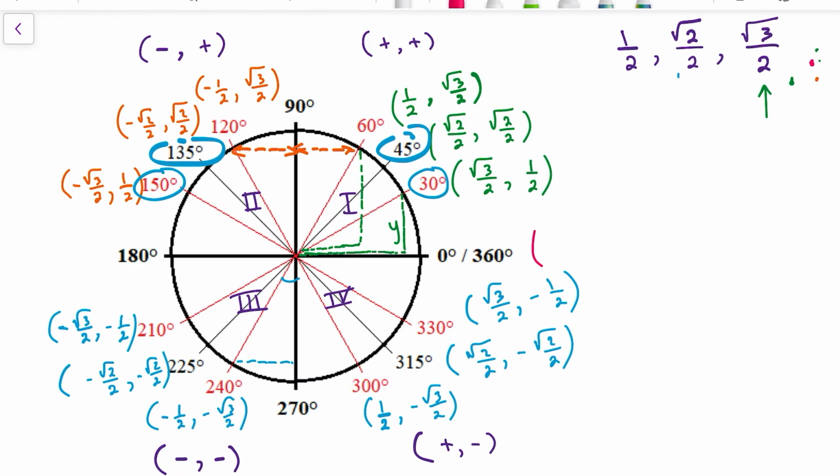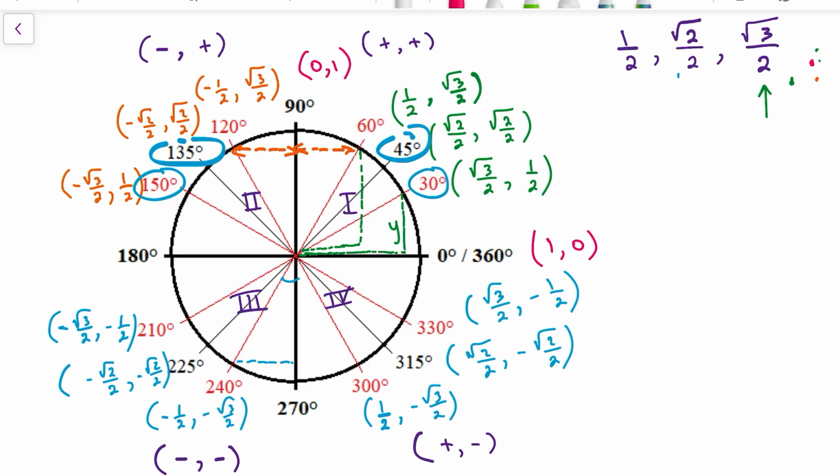So for 0 and 360 degrees, it's going to be 1, 0. So the cosine of 0 or 360 degrees is 1, and the sine is 0. For 90 degrees, this is going to be 0, 1. It's a unit circle. The cosine of 90 is 0. The sine is 1. So the distance from 0 to 90 is 1.